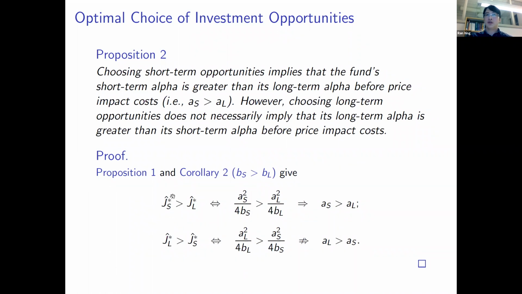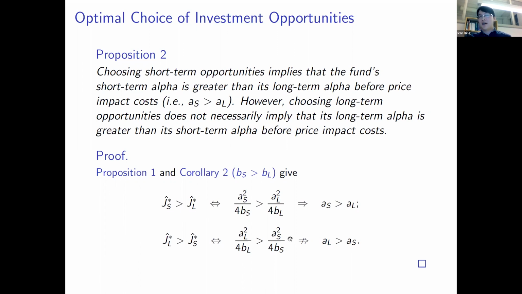If a fund chooses short-term investment opportunity, like in proposition 1, it's because the value added of investing in short-term opportunity is higher. So that's this equation. Because AS, BS, AL and BL are all positive, this inequality holds either because AS is larger than AL or BS is smaller than BL. But corollary 2 tells us BS, the price impact cost parameter of investing short term, is larger than BL, because in investing in longer-term opportunity you can spread your trades over time more. The only possibility for this inequality to hold is that a fund has a larger short-term investment alpha than long-term investment alpha. So the fund chooses to invest in short-term opportunity simply because the short-term investment opportunity has a higher alpha.